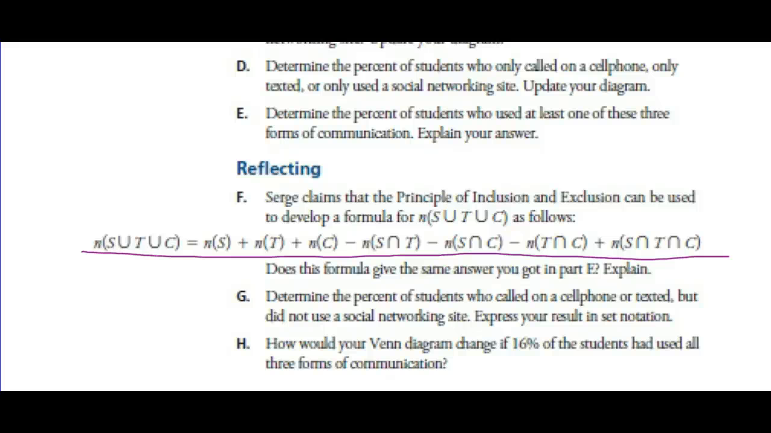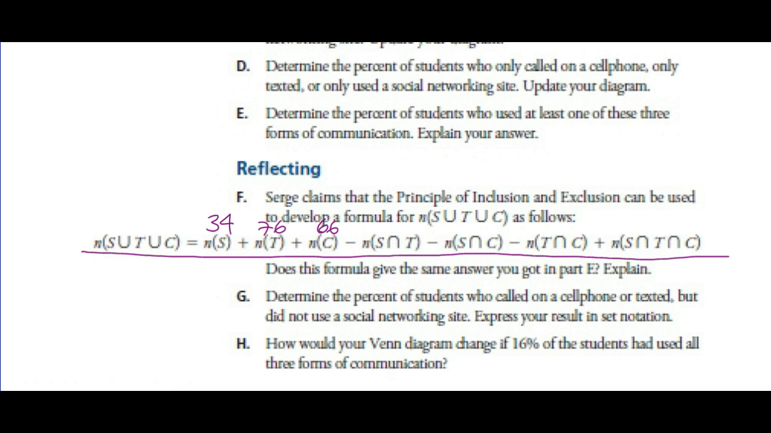Everything added together. 1.4. Oh. Going back to the original. So the original question said 34% used a social networking. 34. It said 76% texted. 76. It said 66 called on a cell phone. We can't add those up. That's way more than 100%, right?